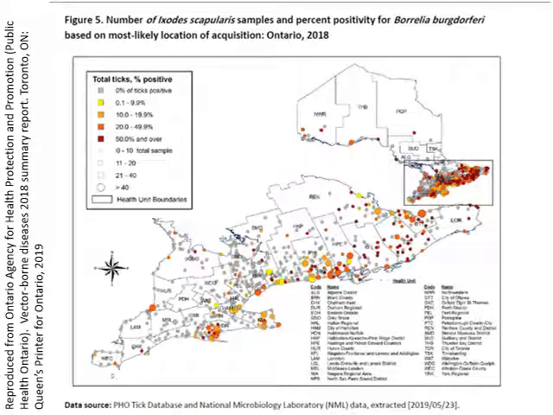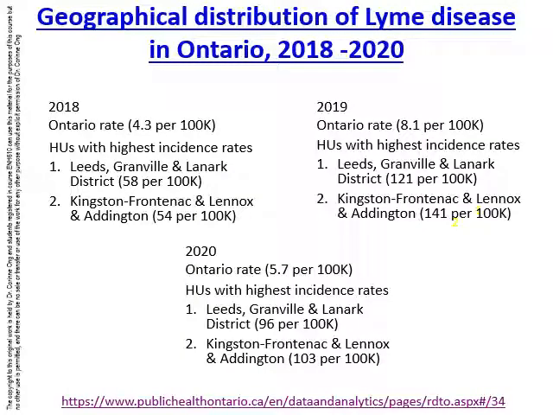This map shows the percentage of Borrelia burgdorferi positive ticks in various locations across Ontario in 2018. You can see that most of the locations are in southern Ontario. In many locations, more than 50% of the ticks submitted were positive. From 2018 to 2020, the Lyme disease incidence rate in Ontario increased from 4.3 to 8.1 cases per 100,000 population. The two health units with the highest incidence rates were both in southeastern Ontario, with more than 10 times the provincial rate and nearly 20 times the national rate.